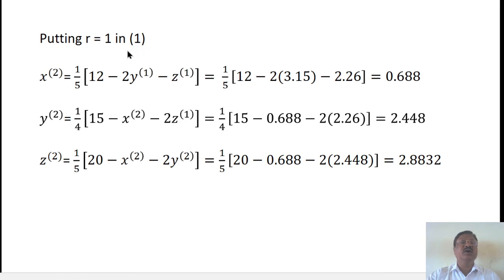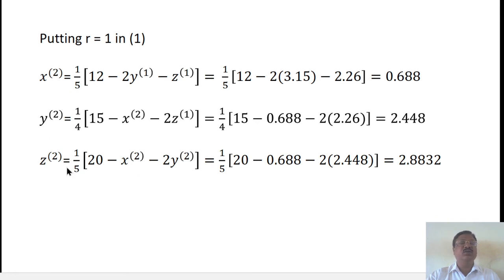Now put r equal to 1 in 1, so that will be the second iterate for x, which is 1 upon 5, 12 minus 2 into y raised to 1 minus z raised to 1, 1 upon 5, 12 minus 2 into 3.15 minus 2.26, that will lead to, after simplification, 0.688. y raised to 2 is 1 upon 4, 15 minus x raised to 2 minus 2 z raised to 1. So put the values which we most recently got, 0.688 minus 2 into 2.26. After simplification, it is 2.448.